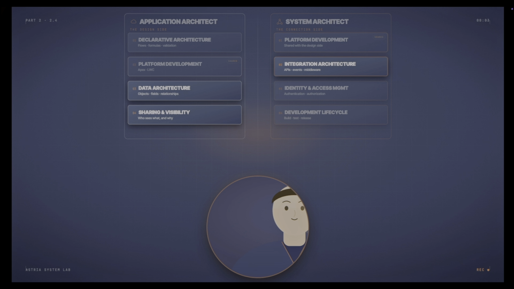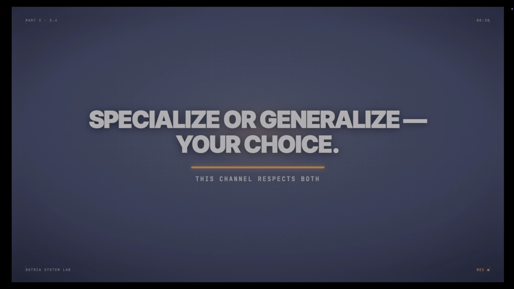Many architects build an entire career specializing in just one area. A data architect, a sharing and visibility architect, an integration architect. That's a valid, valuable, well-paid career. Others go broader, eventually mastering both paths because they want to reach the highest credential in the Salesforce world, the CTA. We'll get to that at the end.